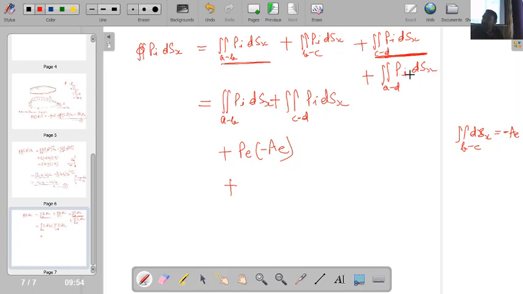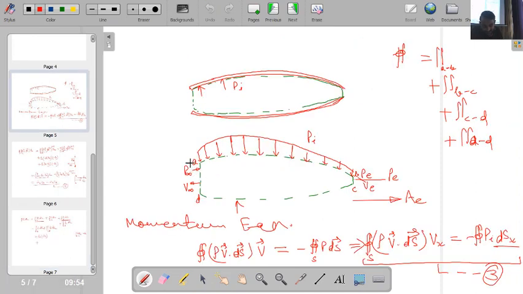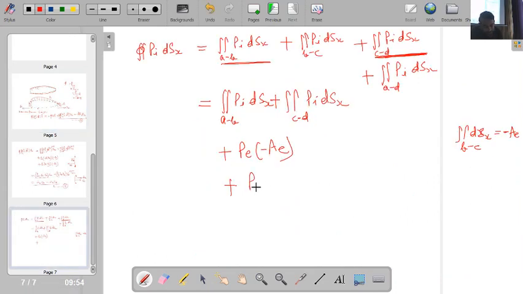Then I have pi from A to D ds x. In face A to D, the pressure is P infinity, and the area vector is in the positive x direction with magnitude AI. So I can write this as P infinity, the constant pressure outside, times AI. So this is my equation number 5. Now let's substitute equation number 4 and 5 in equation number 3.